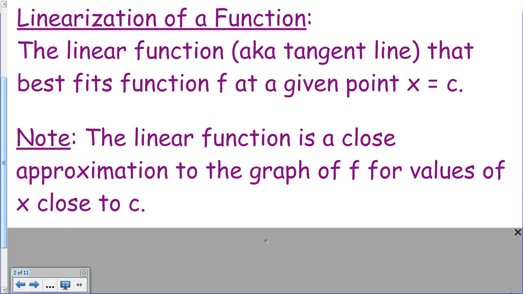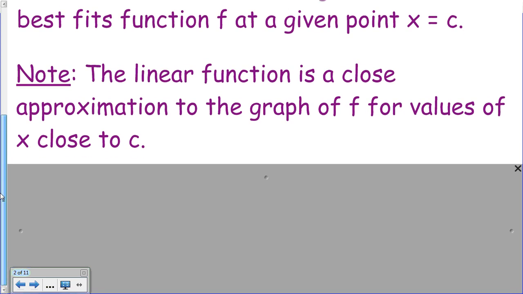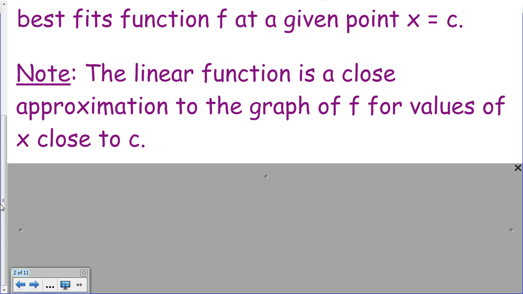One thing to note is that the linear function is a close approximation to the graph of f for values of x close to c. We'll see that with our first example, that we can use the linear approximation, the tangent line, to approximate what's happening on our original function f. You've seen that in some of our sketches where we've sketched the original function and the tangent line. The tangent line comes really, really close to that function right at the point of tangency, so it does a pretty good job of approximating what's happening right at that one point.